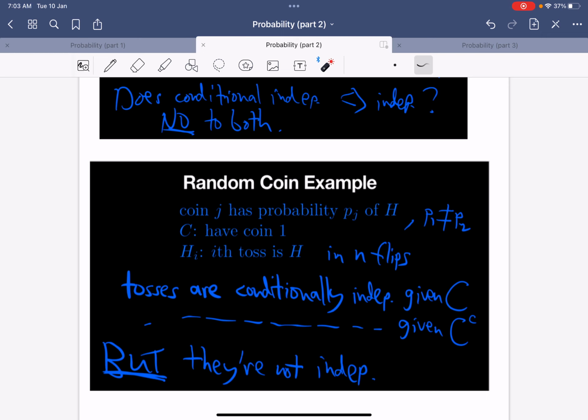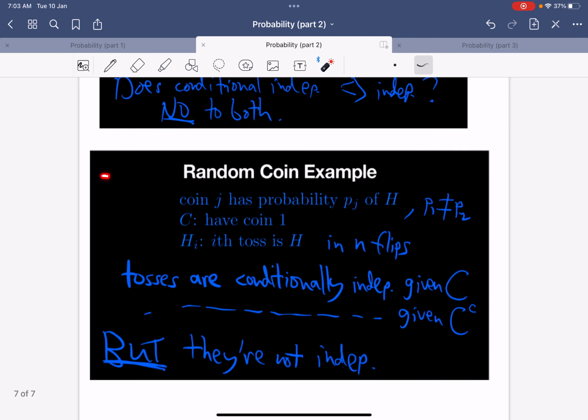But the tosses won't be independent, because if the first toss is an H, the second toss is an H, it is affected by the coin that you have chosen. And so if the first one is an H, it might be more likely that you chose C1 if the probability of having an H in C1 is very high. And so now you can sort of see that independence and conditional independence do not affect each other. Having independence does not imply conditional independence, and having conditional independence does not imply independence.